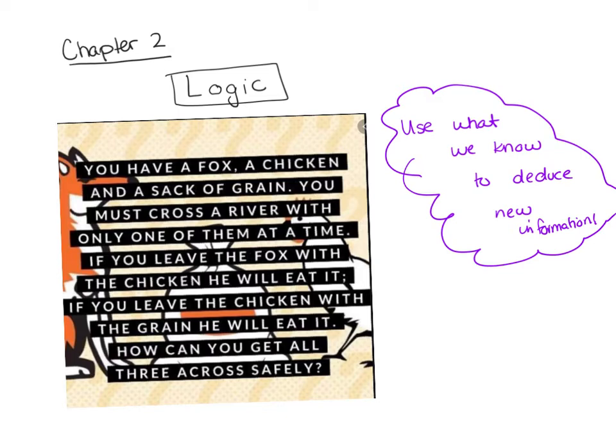So we've got a little logic puzzle here. Perhaps this is one you've heard before. You've got a fox, a chicken, and a sack of grain. You want to cross the river, but you can only take one of them with you at a time. You can't leave the fox with the chicken. You can't leave the chicken with the grain. And we want to know some way to get all three across, right? So we just have to think about what we know, make sure we're sort of putting these pieces together. So what we're going to do in this section is think of a mathematical way to do that.